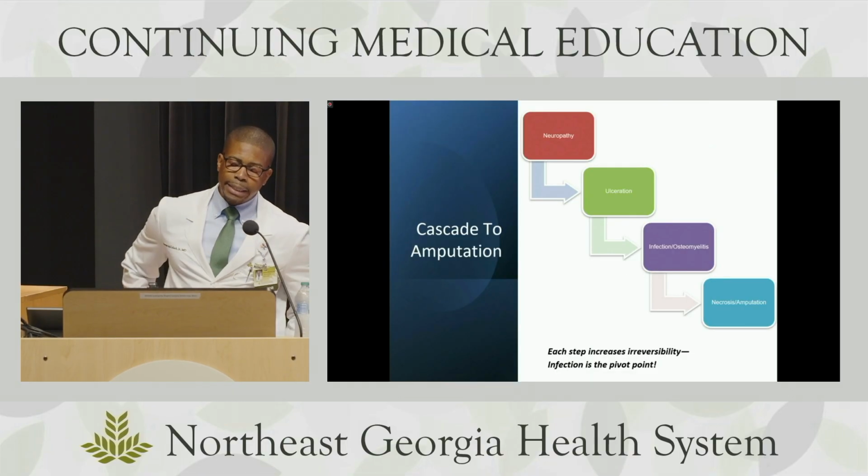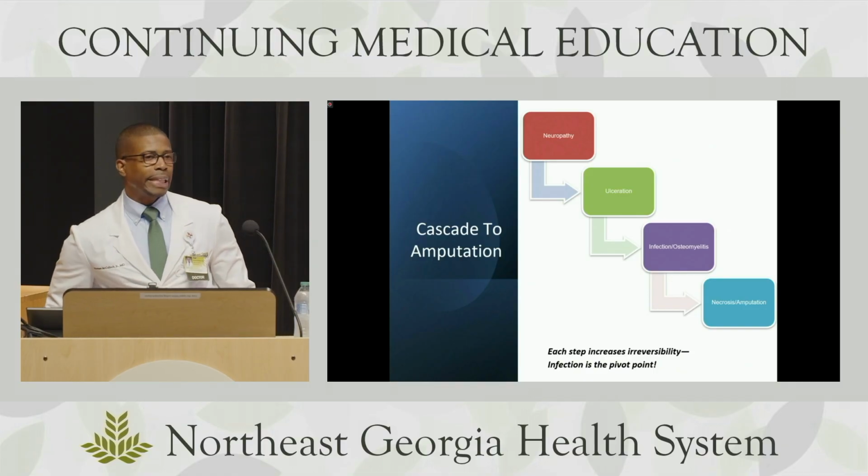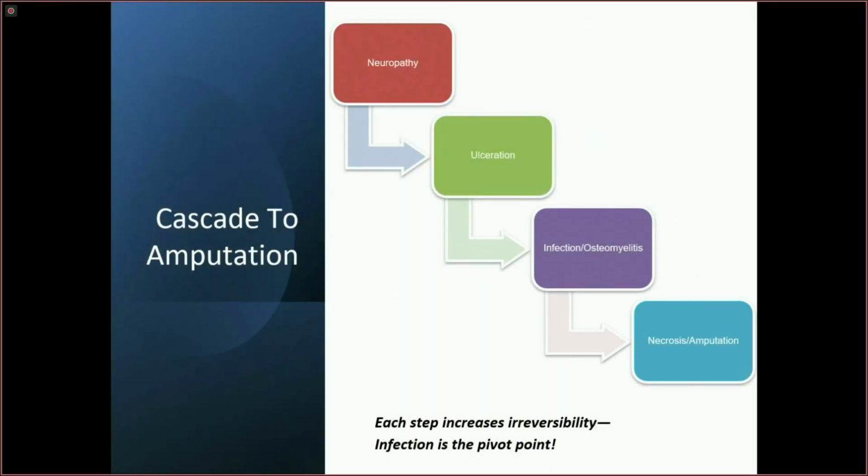This is the cascade that we see repeatedly. Neuropathy leads to ulcerations, ulcers become infected, infection spreads deeper to the bone, and ultimately results in necrosis and amputation. The key point here is that infection is the pivot point. This is where we still have an opportunity to change trajectory.